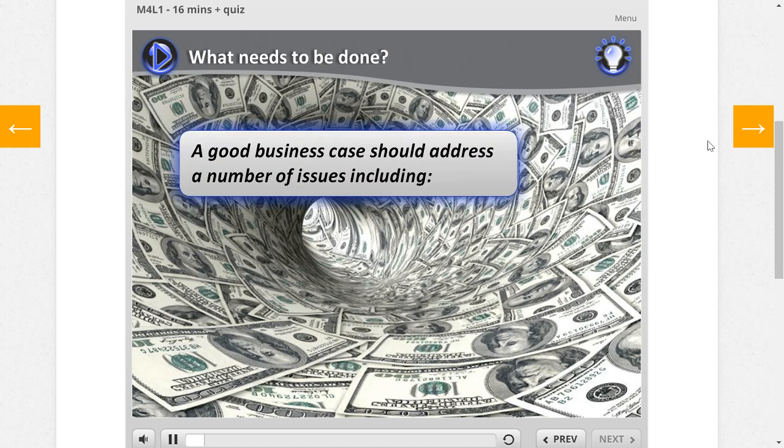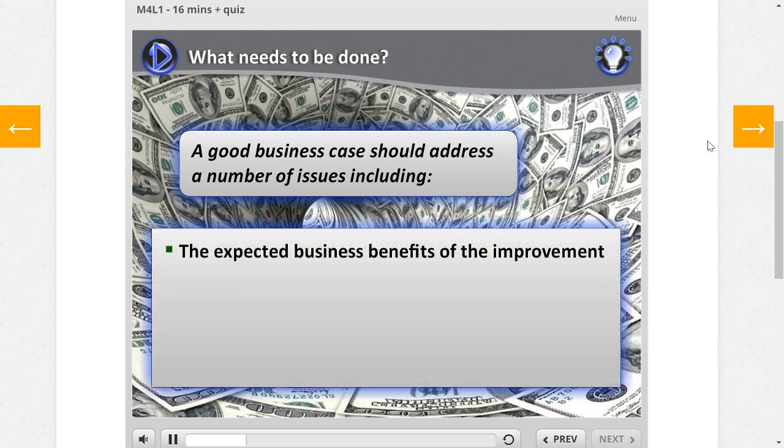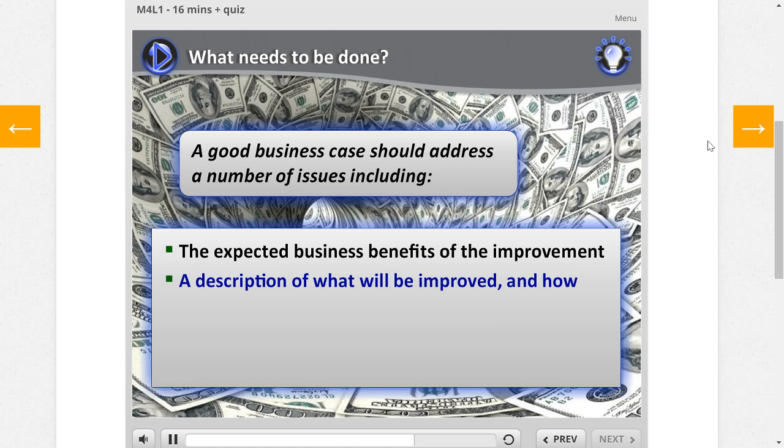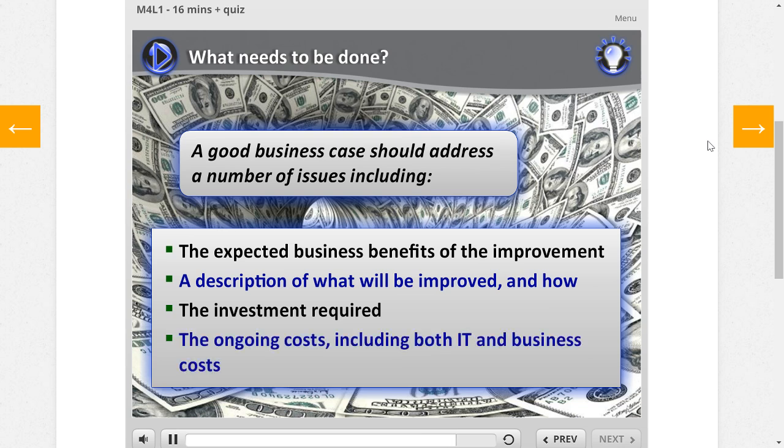A good business case should address a number of issues, including the expected business benefits of the improvement. The emphasis here is on business. The benefits should be related to the enterprise goals, pain points, and trigger events. The business changes needed to deliver the benefits. A description of what will be improved and how. The investment required. The ongoing costs, including both IT and business costs.